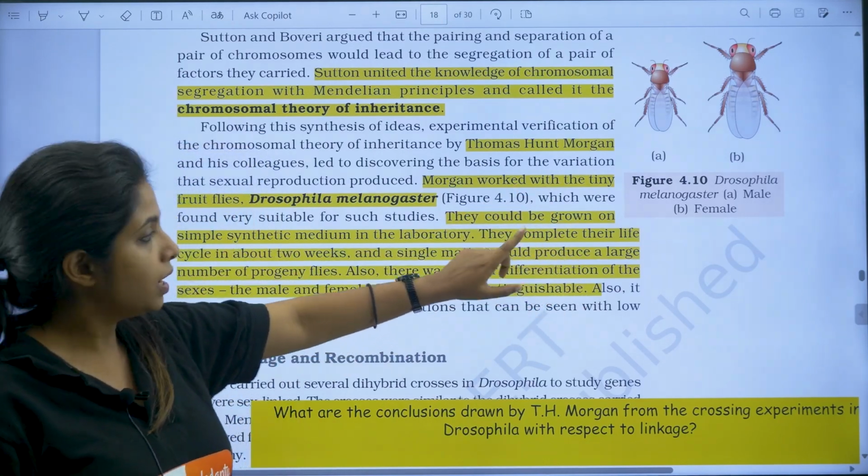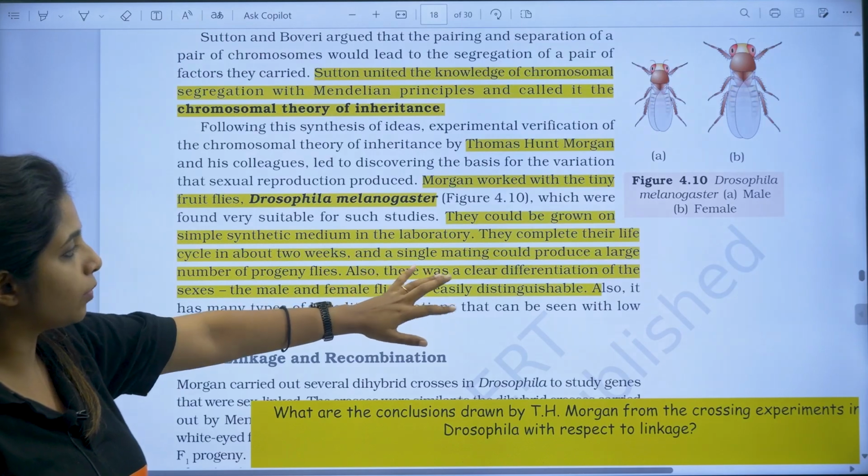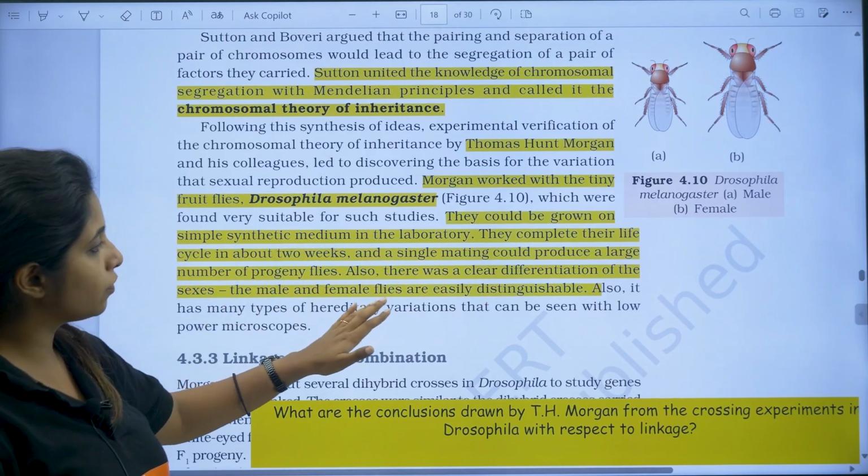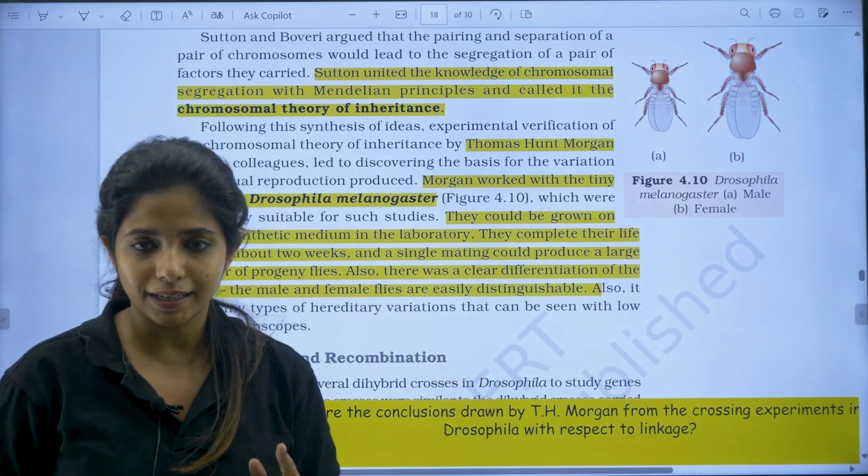Okay, it is very much important. They could be grown on a simple synthetic medium in laboratory. They complete their life cycle in about 2 weeks, and a single mating could produce a large number of progeny flies. Write it clearly in points.